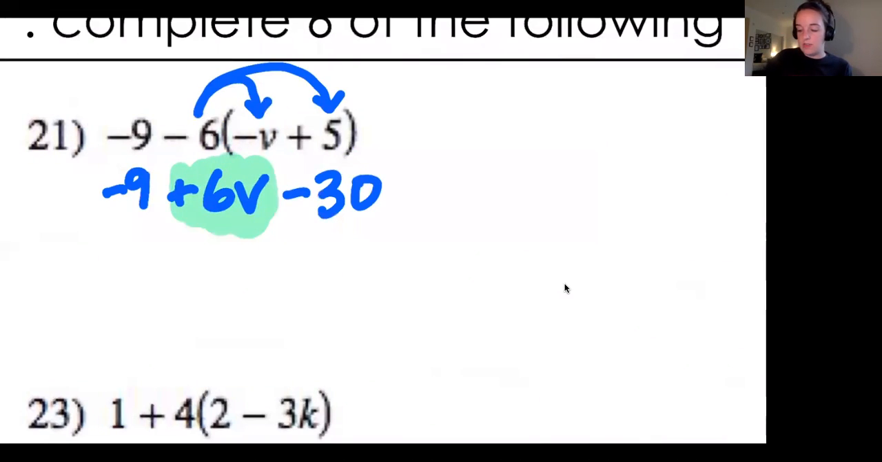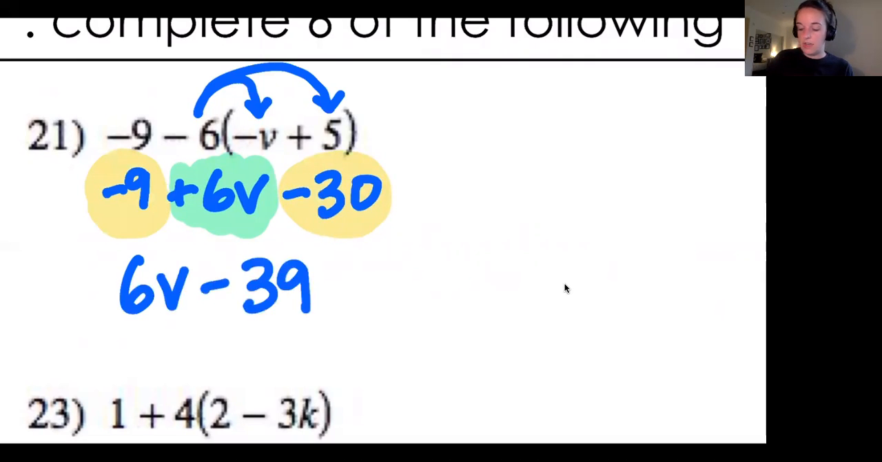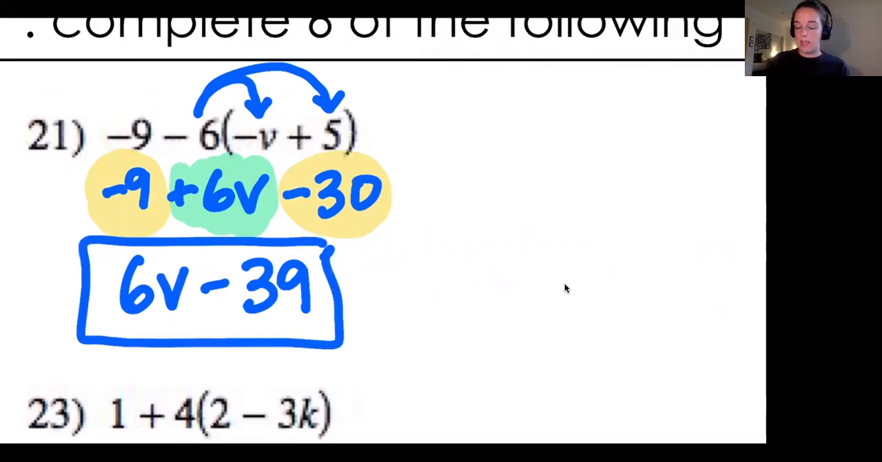So here I see 6v. There are no other v's, so I'm just going to go ahead and write 6v. And then I know that they're like terms if they're just numbers by themselves. So -9 and -30 would be combined. So -9 minus 30, -39. That is my final answer because there are no more like terms.